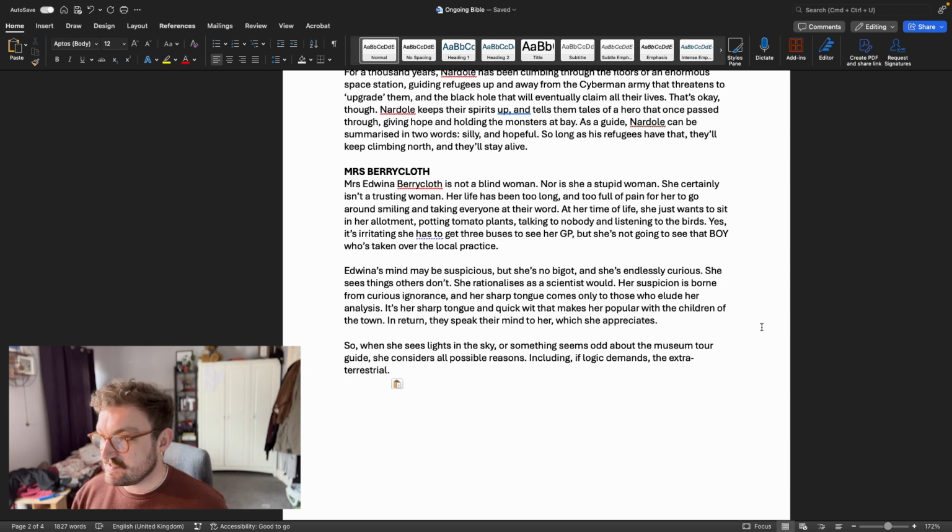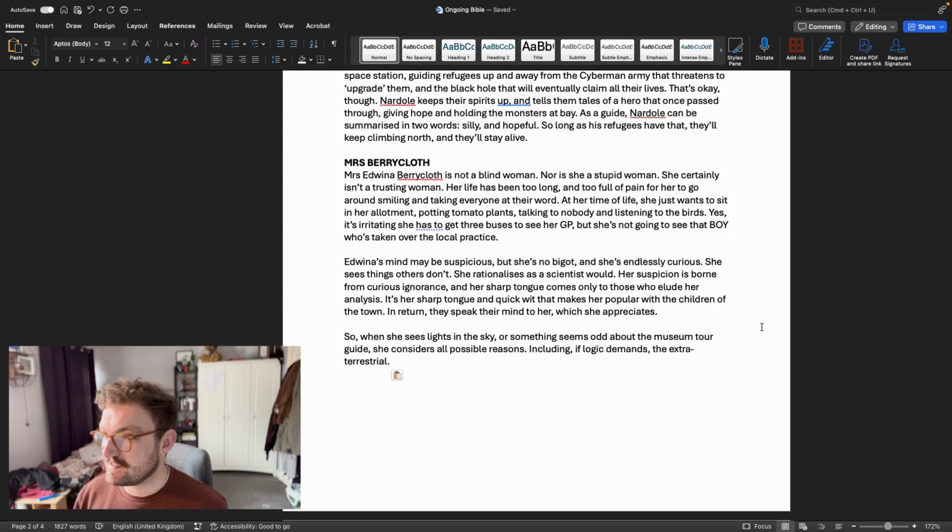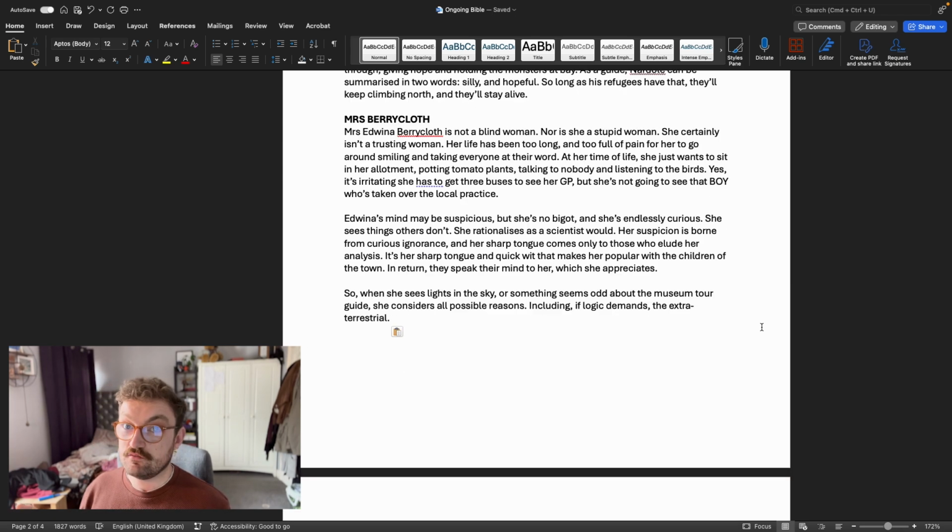Edwina's mind may be suspicious, but she's no bigot, and she's endlessly curious. She sees things others don't. She rationalises as a scientist would. Her suspicion is born from curious ignorance, and her sharp tongue comes only to those who elude her analysis. It's her sharp tongue and quick wit that make her popular with the children of the town. In return, they speak their mind to her, which she appreciates. So, when she sees a light in the sky, or something seems odd about the museum tour guide, she considers all possible reasons, including, if logic demands, the extraterrestrial.